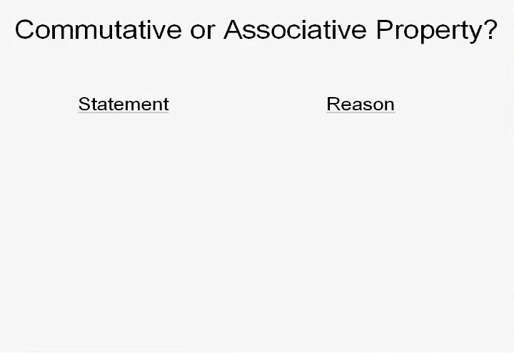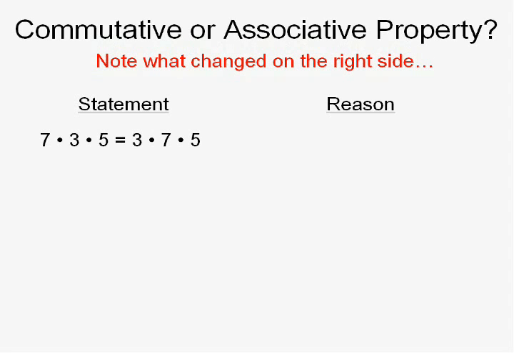Now then, we'll see how much you learn. Let's see if you can tell the difference between two statements that have the commutative and the associative property. Why is this statement true? A clue. Look on the right side and see what changed. It started off as 7 times 3 times 5, and it became on the right side 3 times 7 times 5. What changed was that the 3 and the 7 changed order. Who tells me I can commute the 3 and the 7?